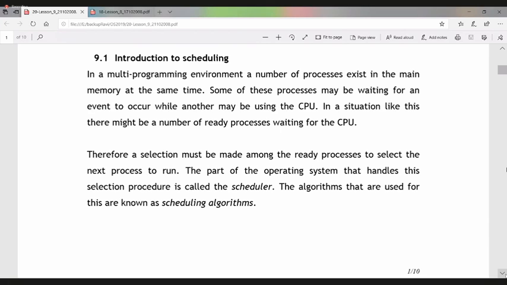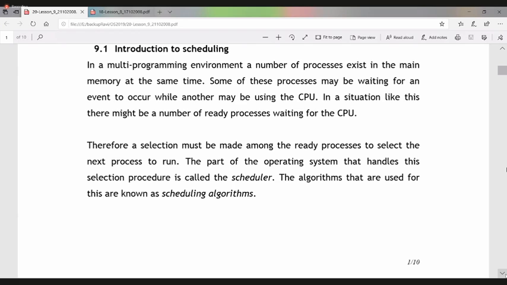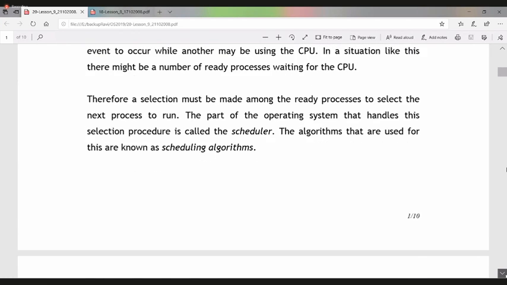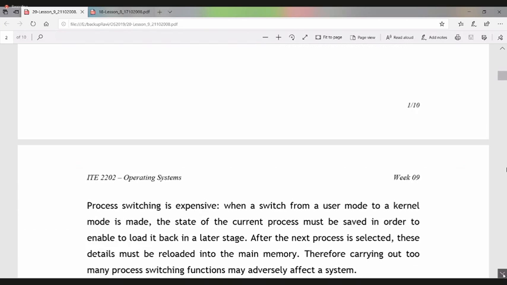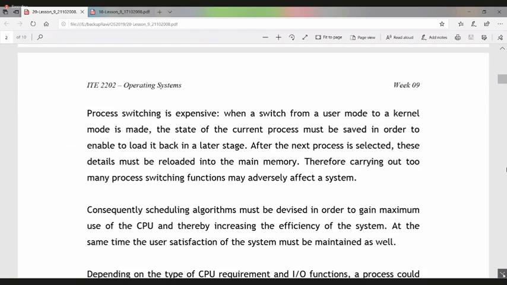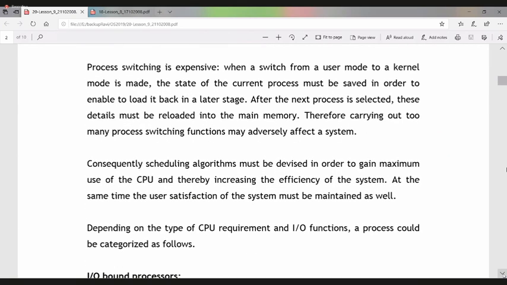If you are designing an operating system, you need to have a scheduler to decide which one to select next, and there are many different algorithms for doing this. Now, process switching is expensive. Process switching means you switch between processes. For example, for some time you execute one process on the CPU, then give a chance to another one. So that is the process switching part.